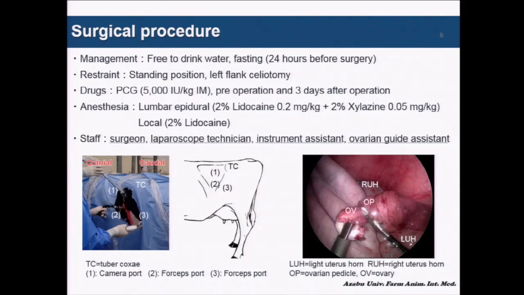In the control group, out of consideration for the burden placed on the cow, the ovary was removed via transrectal guidance if more than 90 minutes passed after skin incision.